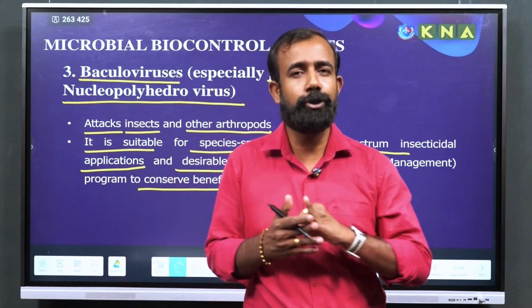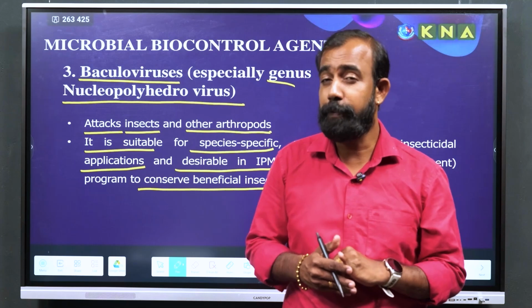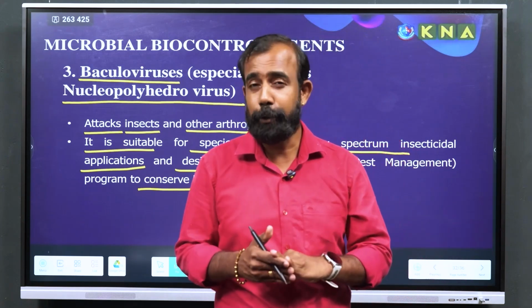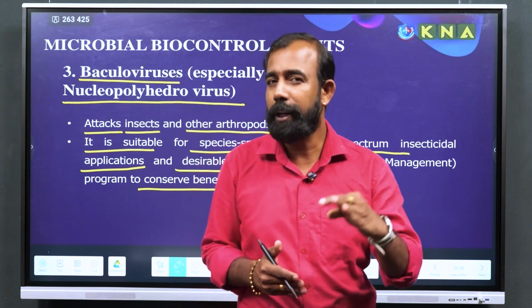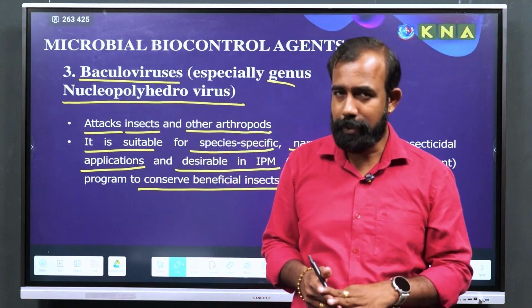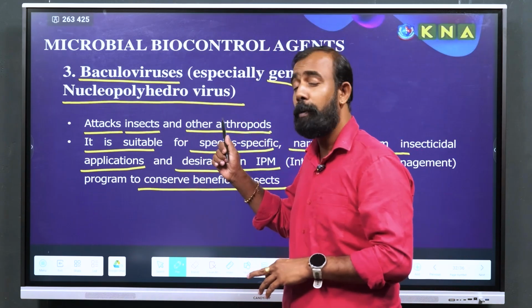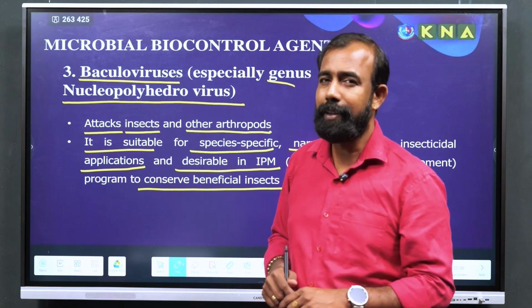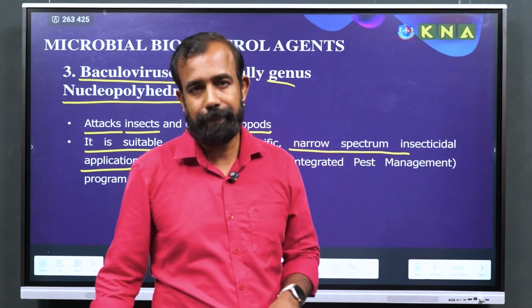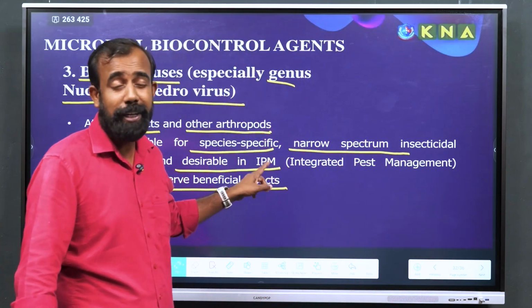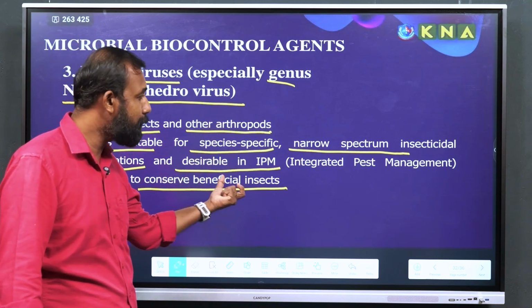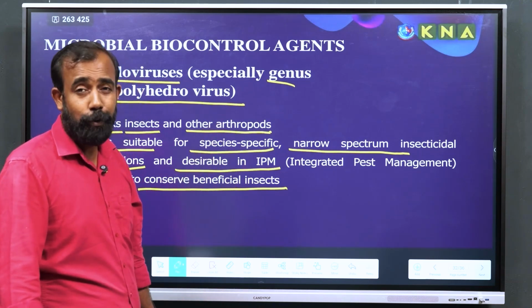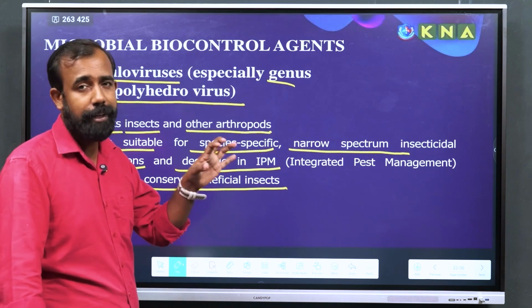So Bacillus thuringiensis to control butterfly caterpillars. Trichoderma for several plant pathogens, found in the root ecosystem. And baculovirus, the genus Nucleopolyhedrovirus, attacks insects and other arthropods and is also used in IPM. What is IPM? Integrated Pest Management. They are species-specific and have a narrow spectrum of insecticidal applications.